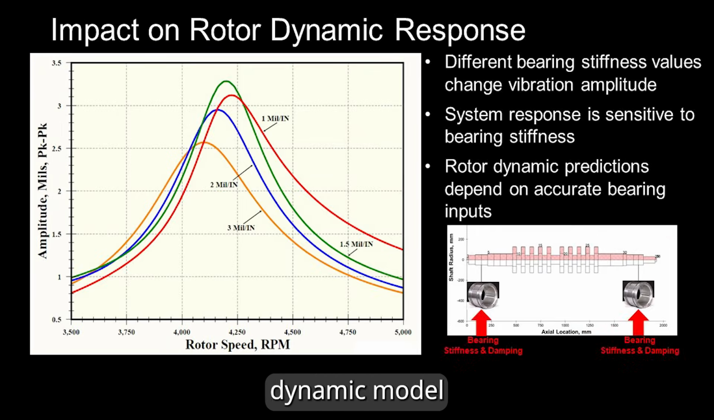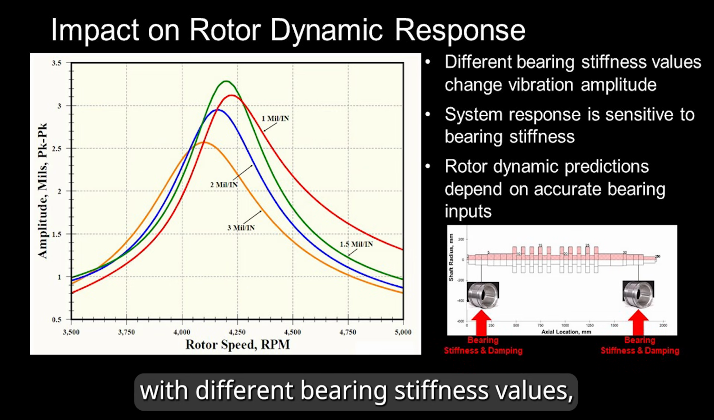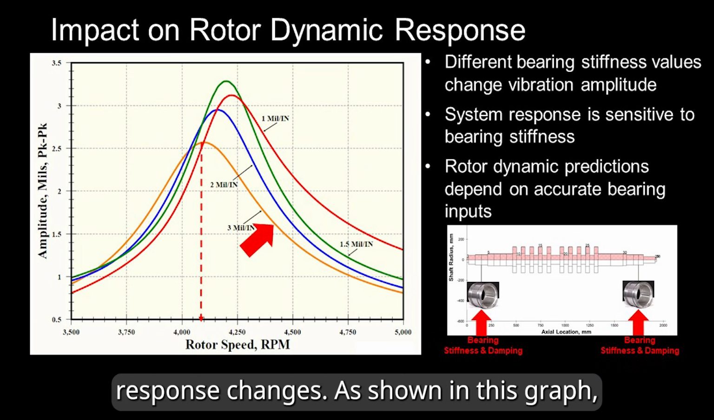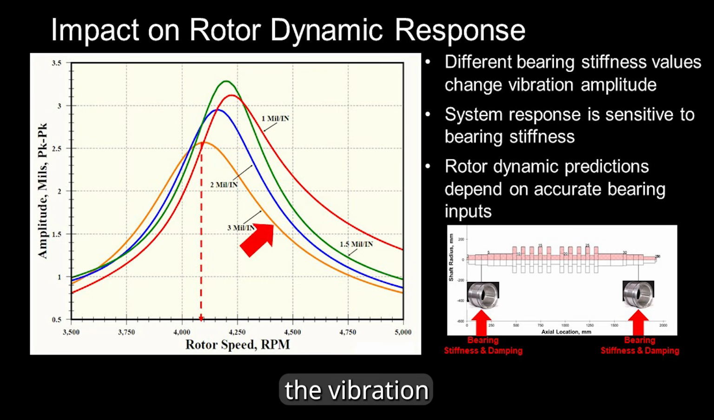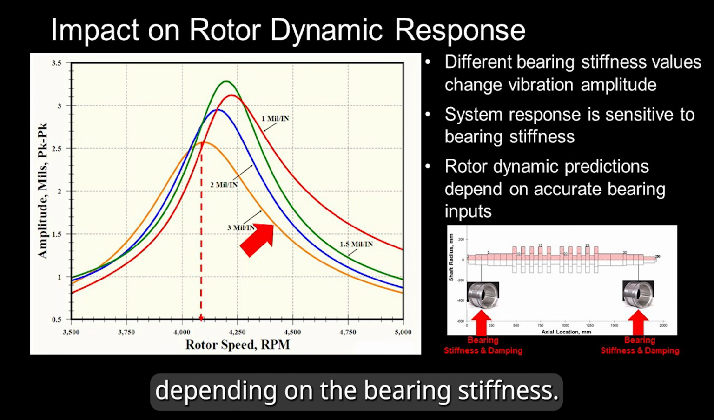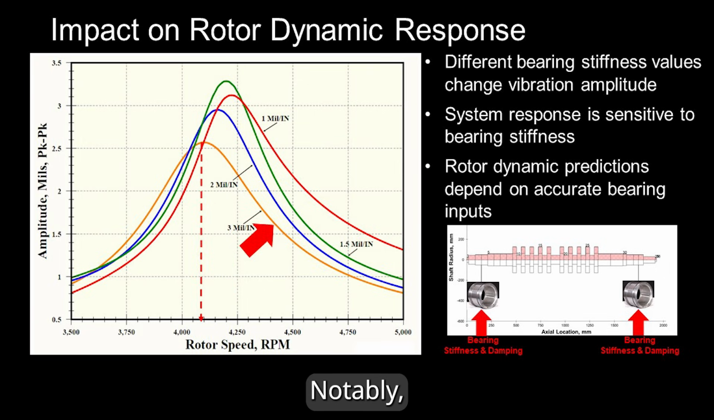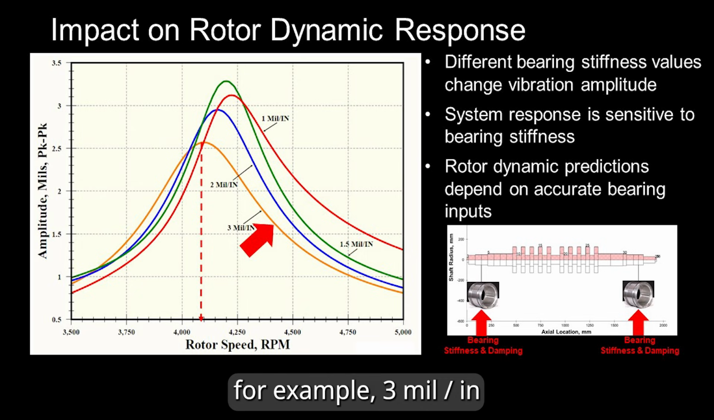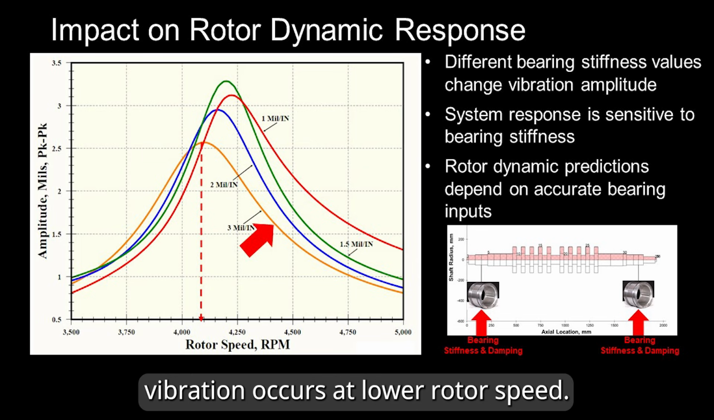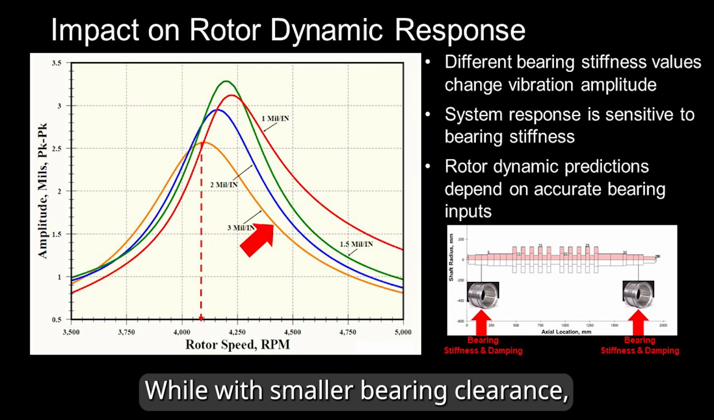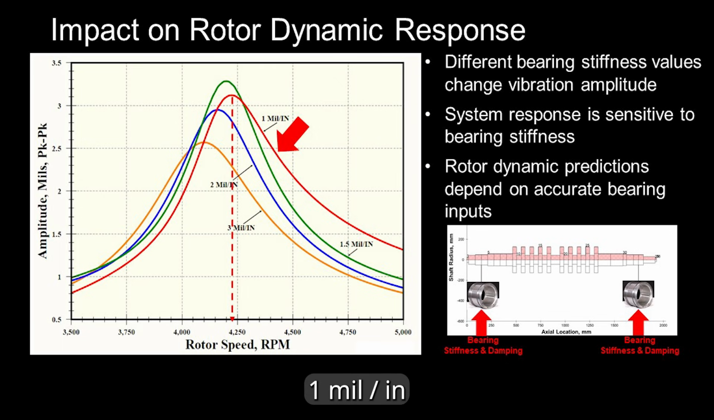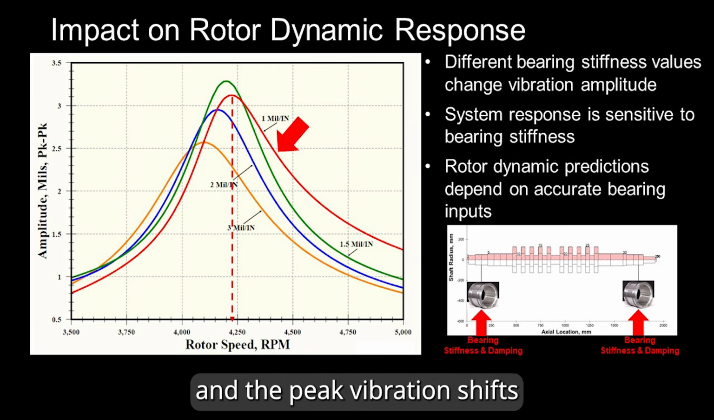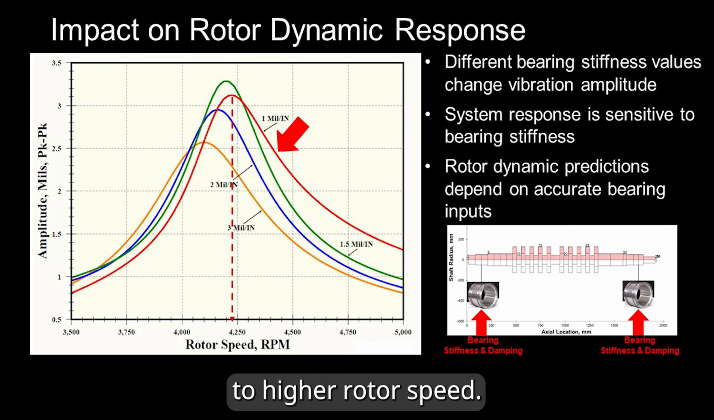When you run your rotor dynamic model with different bearing stiffness values, your machine response changes. As shown in this graph, the vibration amplitude differs depending on bearing stiffness. Notably, the location of the peak vibration also shifts. With larger bearing clearance, for example, 3 mil per inch, bearing stiffness is lower, and thus the peak vibration occurs at lower rotor speed. While with smaller bearing clearance, for example, 1 mil per inch, bearing stiffness is higher and the peak vibration shifts to higher rotor speed.